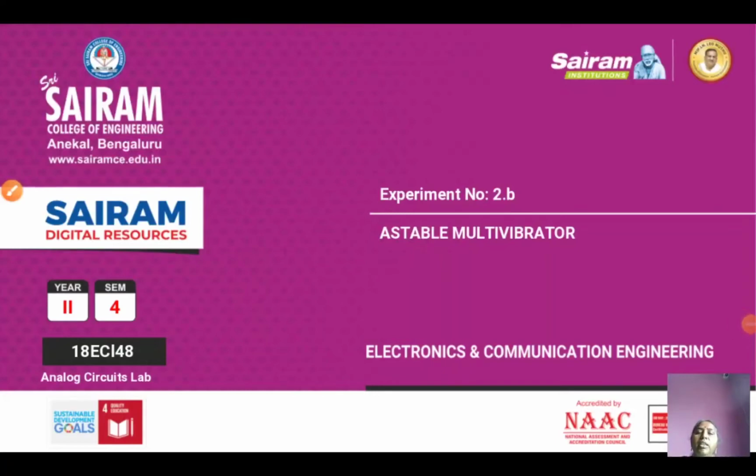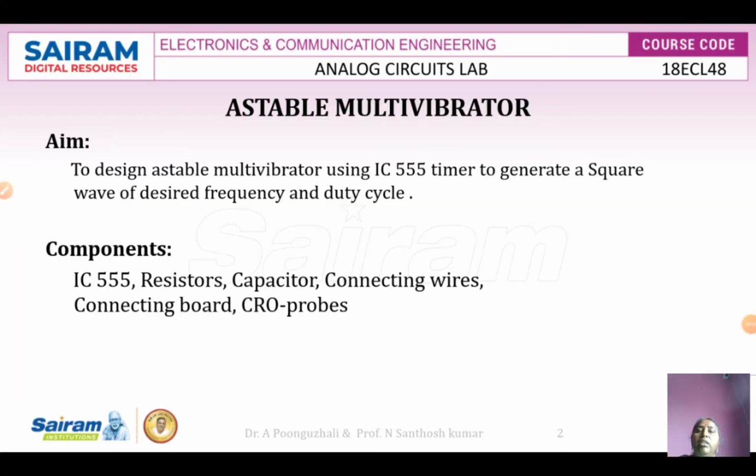We'll go for the astable multivibrator. As the name itself tells, astable, we don't have any stable states. That means my output will be continuously alternating between low and high. For this astable multivibrator, we are not going to give any input signal. Once the circuit is connected, automatically the output is going to be generated there.